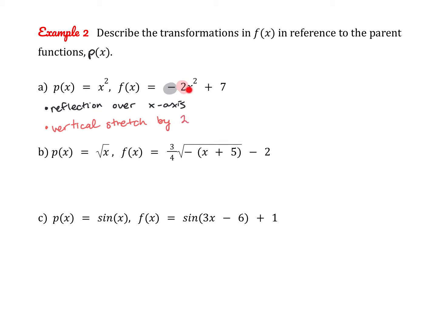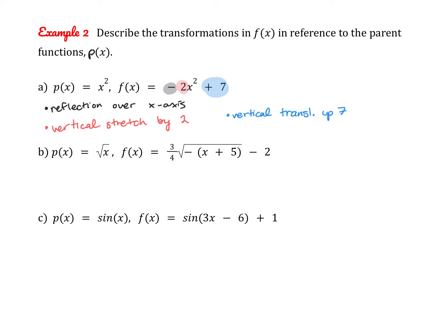Again, vertical stretches, the factor matches the number you see. And then this one, again, it is not specifically grouped with your x value, so it's still vertical. This is going to be a vertical translation because I'm adding, and it's going to go up 7 units. Okay, if you look at this next one, our parent function is square root of x, so it's the radical function. Here's new f of x, so I see a few different transformations again.